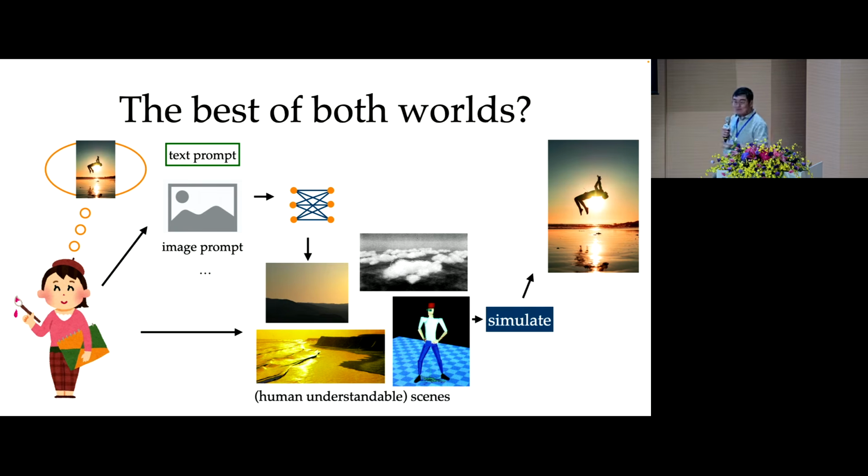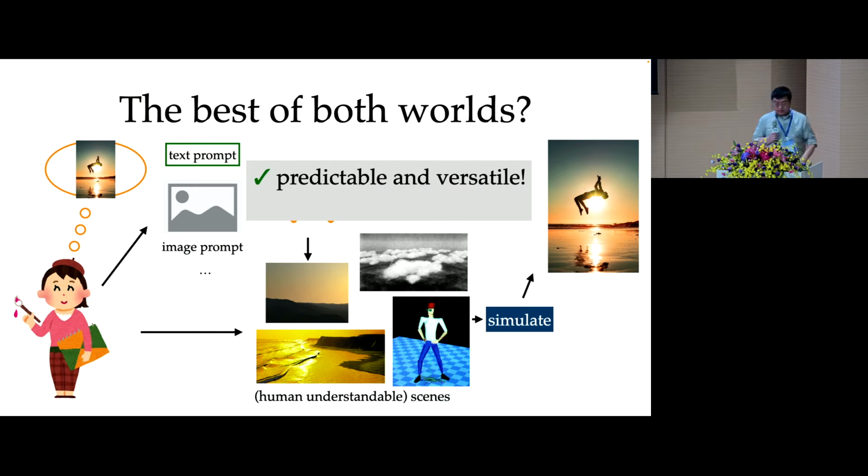So a probably better pipeline is that the artist has a vision, and they'll use both tools. They will use the generative pipeline to generate human understandable structured scenes. And if they want, they can also build a human understandable structured scene themselves, just like the old way, right? And then you push the same simulate button, which is predictable and understandable, and then hopefully you'll get the result you desire. Okay? And I claim that this is a predictable and versatile pipeline, so it has the best of both worlds.